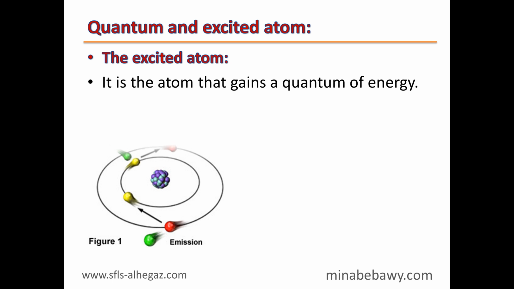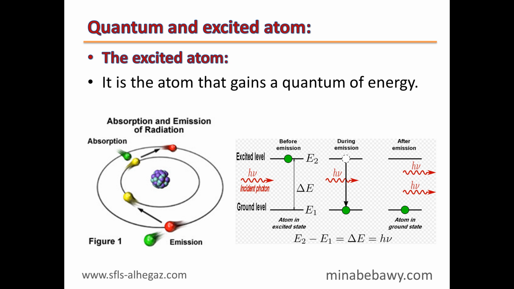What's meant by excited atom? Excited atom, it is the atom that gains a quantum of energy. For example, if this yellow electron represents an electron which is at the ground level, if it absorbed energy, which is represented by this green sphere, it will move to a higher energy level, and the atom will be called excited atom.